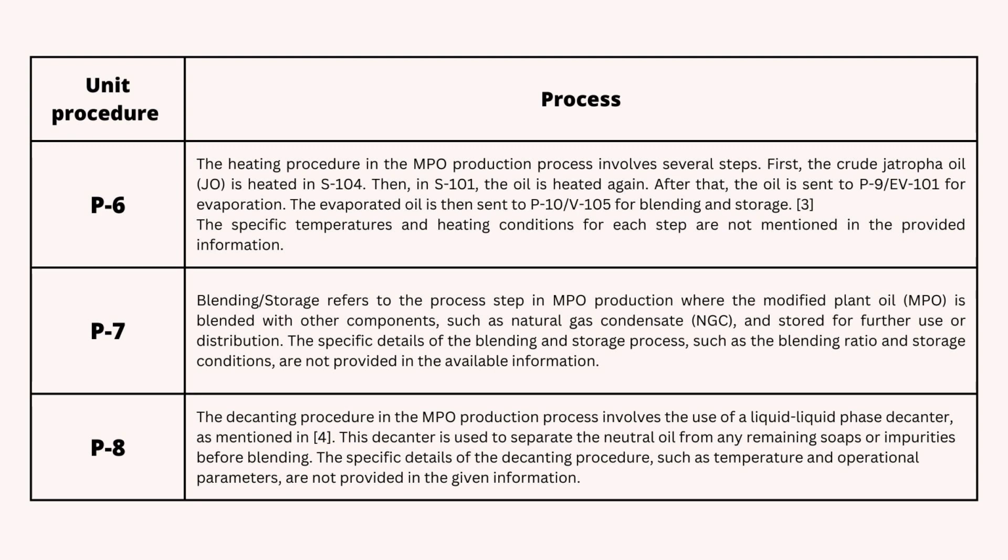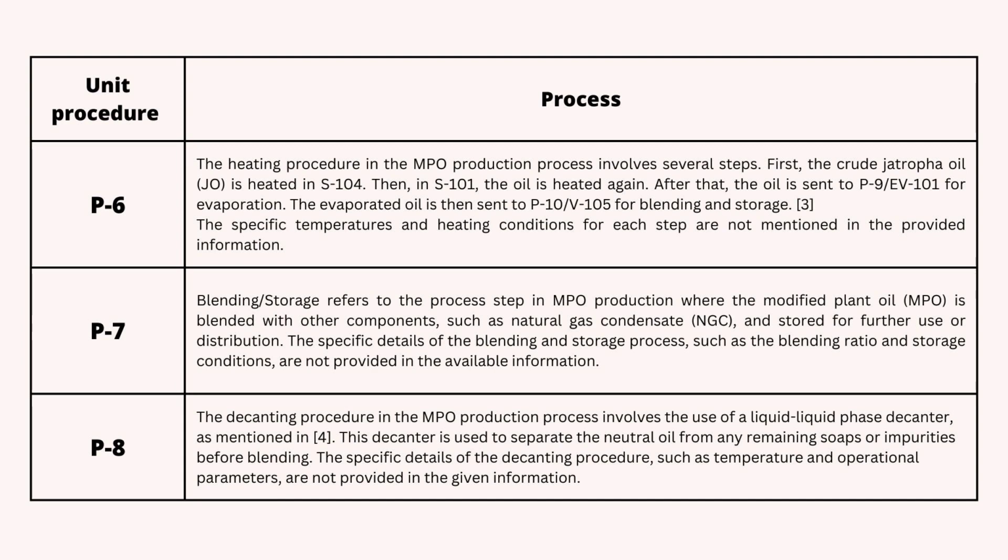For P6, the heating procedure in the MPO production process involves several steps. First, the crude jatropha oil is heated in S104. Then in S101, the oil is heated again. After that, the oil is sent to P9 for evaporation. The evaporated oil is sent to P10 for blending and storage.